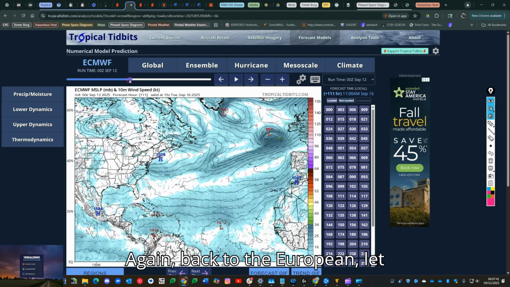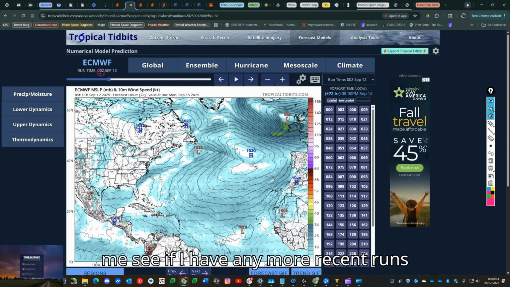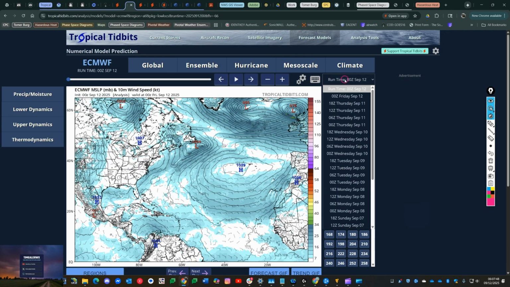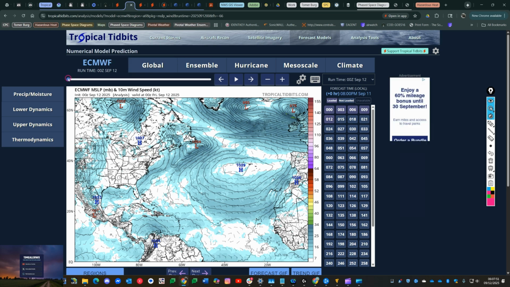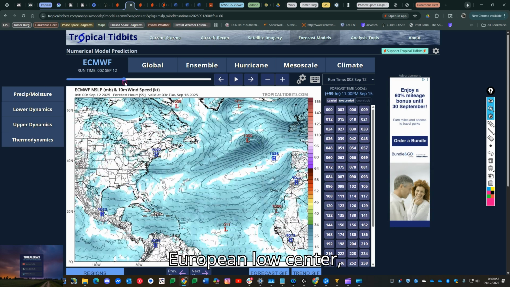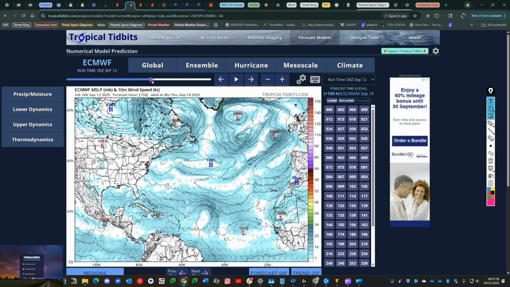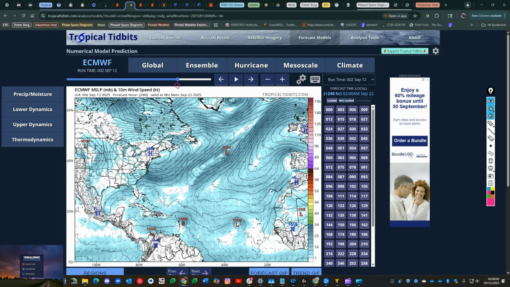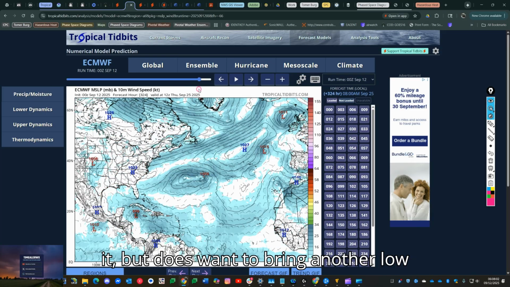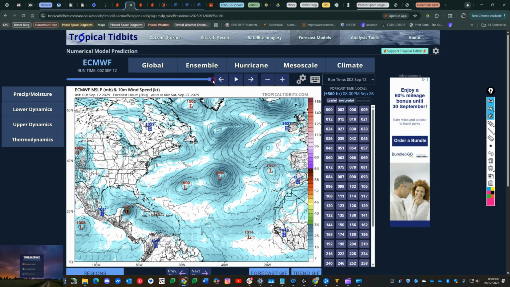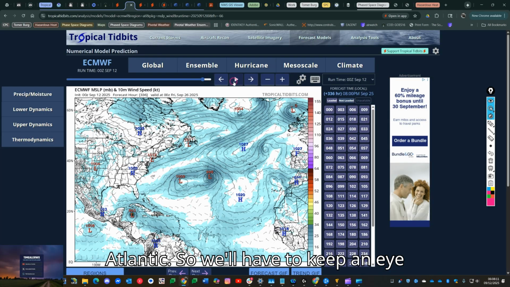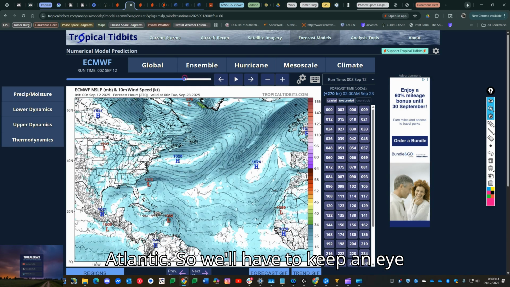Again, back to the European. Let me see if I have any more recent runs here. I don't. So, European, low center, Central Atlantic. This is the operational model. It doesn't really want to do anything with it, but does want to bring another low into the Caribbean, and maybe do something in the Central Atlantic. So we'll have to keep an eye on that.